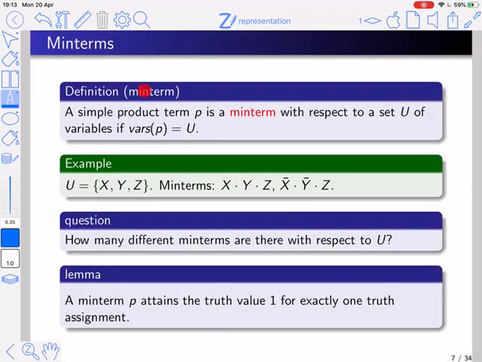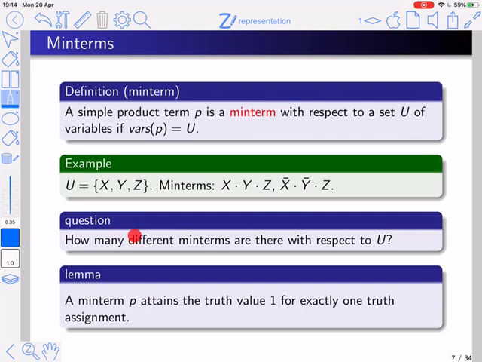Let's define what a minterm is. A simple product, P, is a minterm with respect to the set U of variables if all the variables appear in P. Now, P is simple, so every variable appears in P exactly once, either negated or not negated. So, for example, if U is x, y, z, then the following two products are minterms: x and y and z, not x and not y and z.